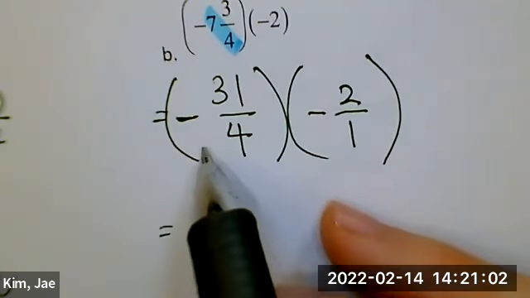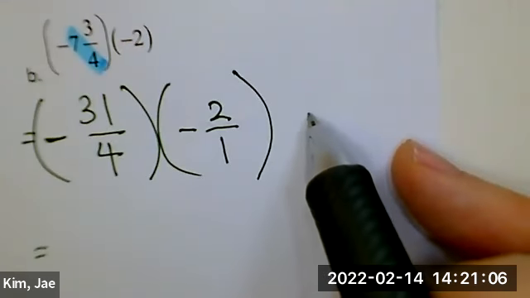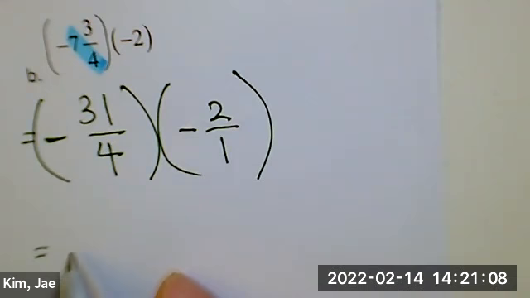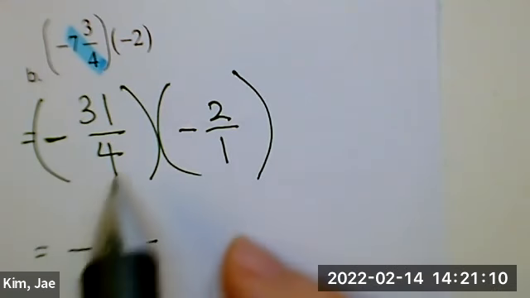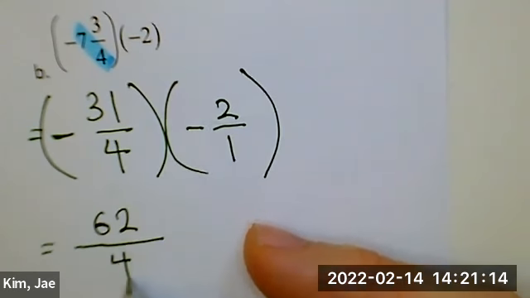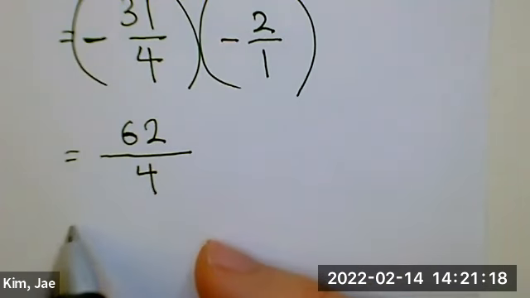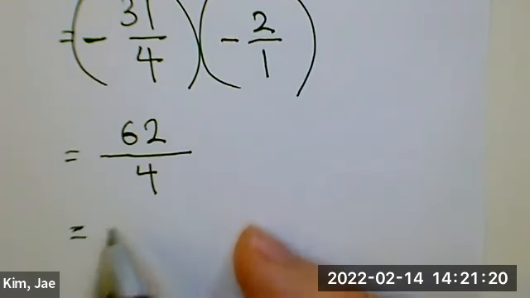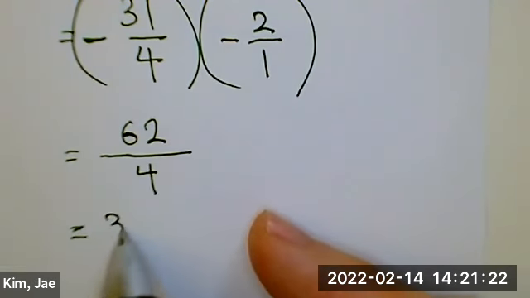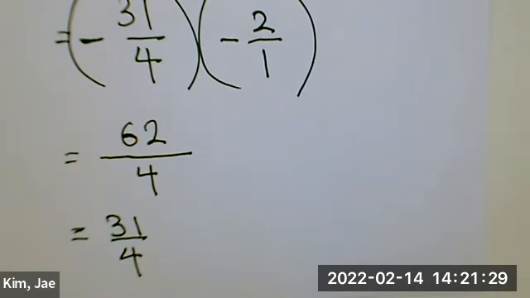So multiply across. Again, if you multiply across, the answer would be positive 62/4. And if I reduce it, divide the numerator and the denominator by 2, I get 31/2.